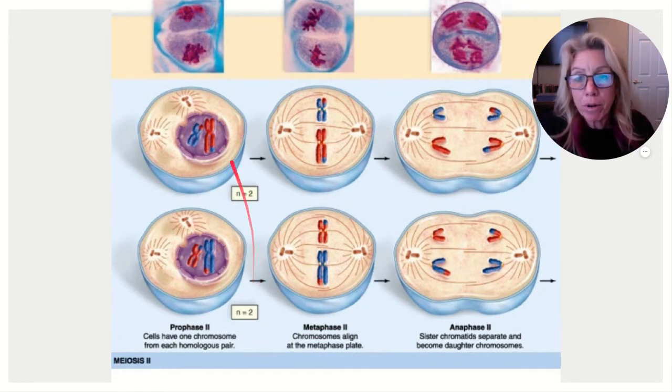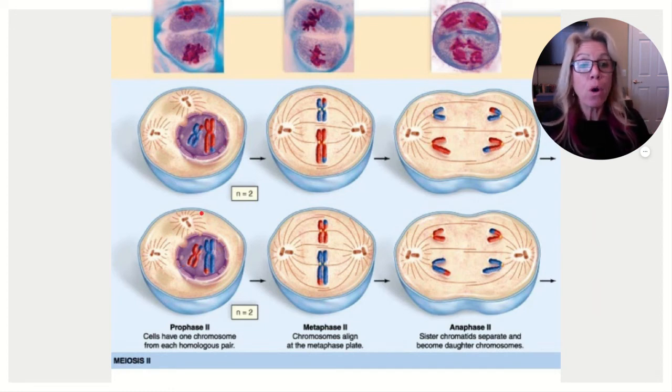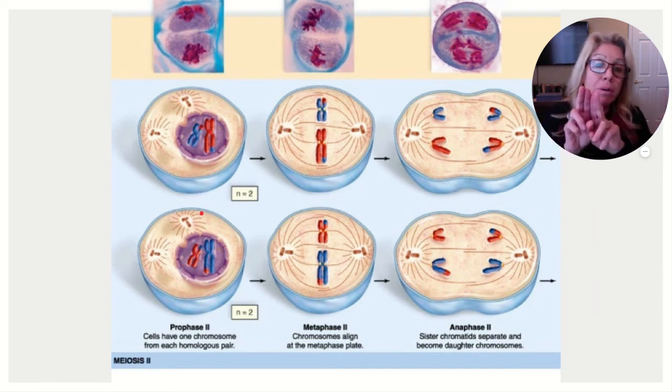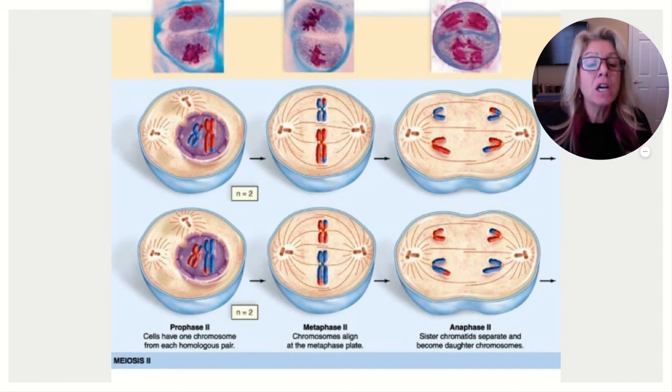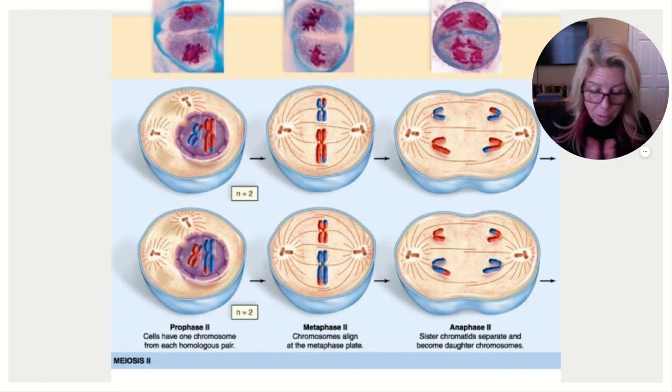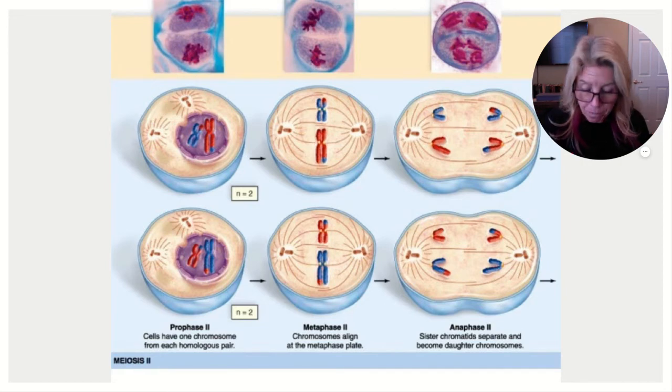All over again, you got prophase 2, same as before, except no crossing over. Why? There is no homologous pair to cross over with. And if it crosses over with itself, it doesn't really make any difference, right? So there's no crossing over in this prophase. Same as before, except no crossing over because there are no more homologous pairs.